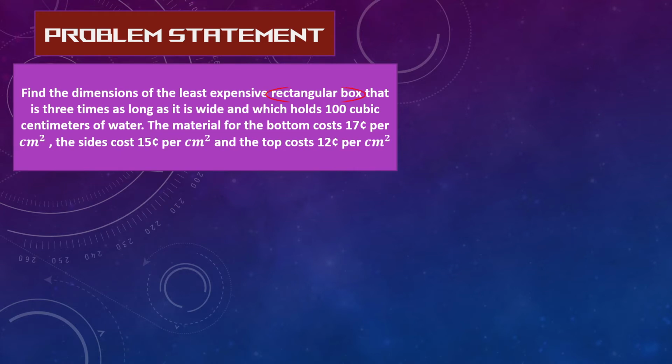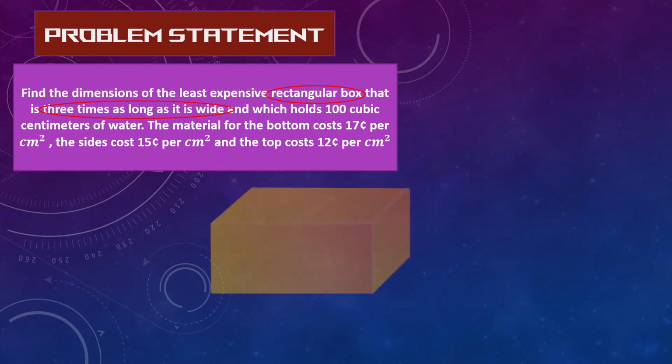From the question, the information that we get is a rectangular box. So we're going to draw the rectangular box, and the length of the rectangular box is 3 times as long as it is wide. So we draw the rectangular box and label its dimensions, which is the length is 3w, the width is w and height is h. Then from the question we get the volume of the rectangular box is 100 cubic centimeter of water.